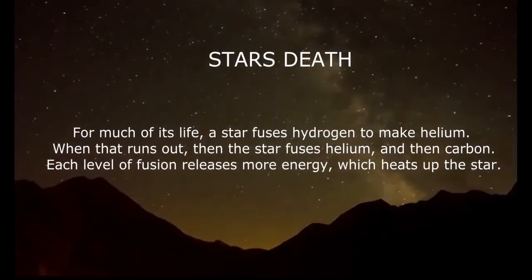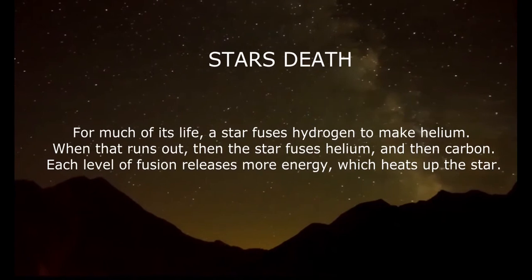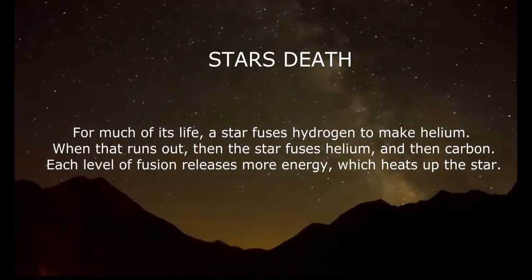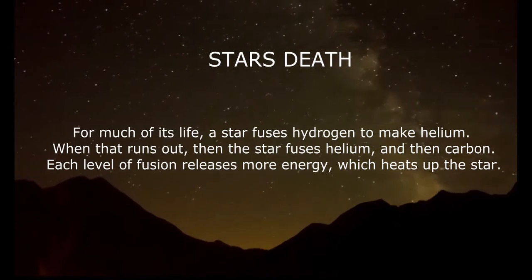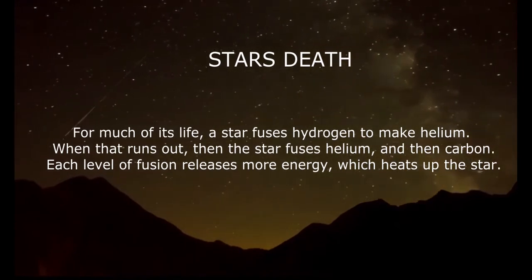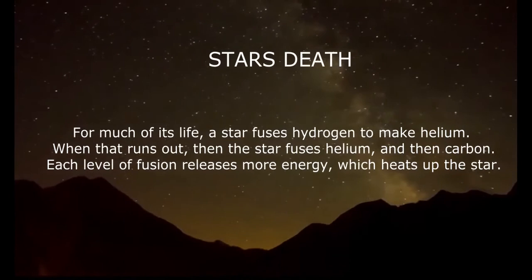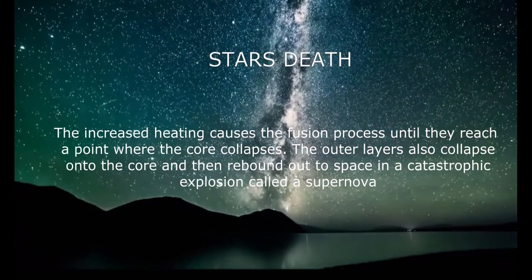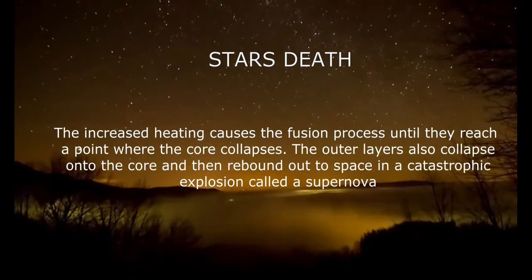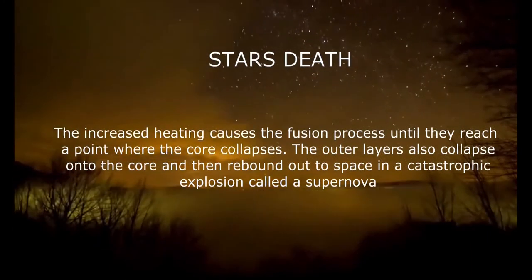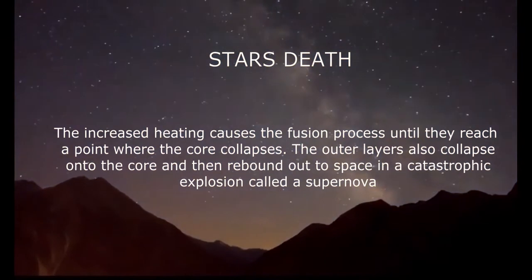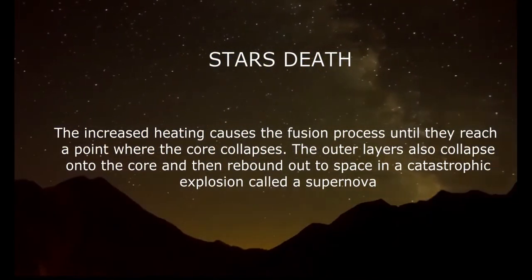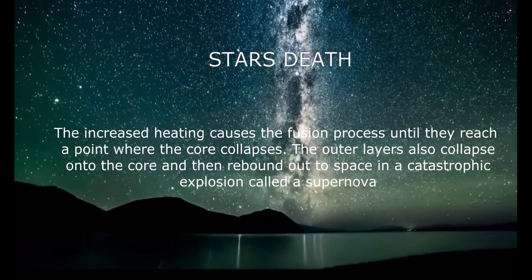For much of its life, a star fuses hydrogen to make helium. When that runs out, then the star fuses helium and then carbon. Each level of fusion releases more energy, which heats up the star. The increased heating accelerates the fusion process until they reach a point where the core collapses. The outer layers also collapse into the core and then rebound out to space in a catastrophic explosion called a supernova.